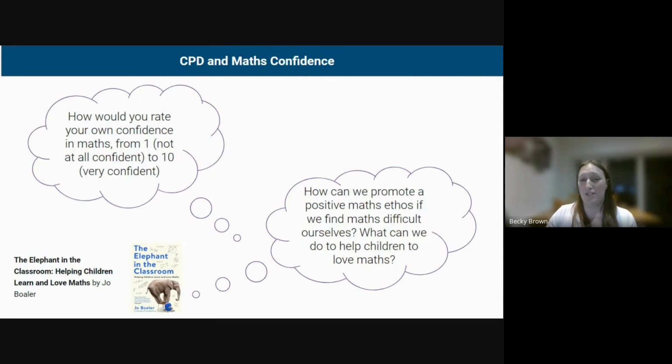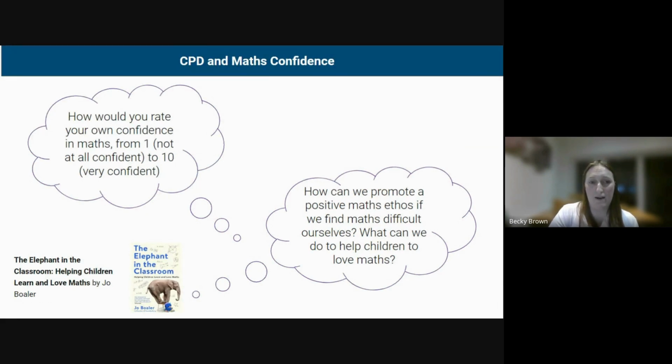You don't have to, I'm not asking you to put this in the chat, I just want you to think about this one for me. How would you rate your own confidence in maths from 1 to 10? You don't have to share, this is just for you to have a thought. So are you really lacking in maths confidence, or are you hugely maths confident? Thinking about that on a scale.